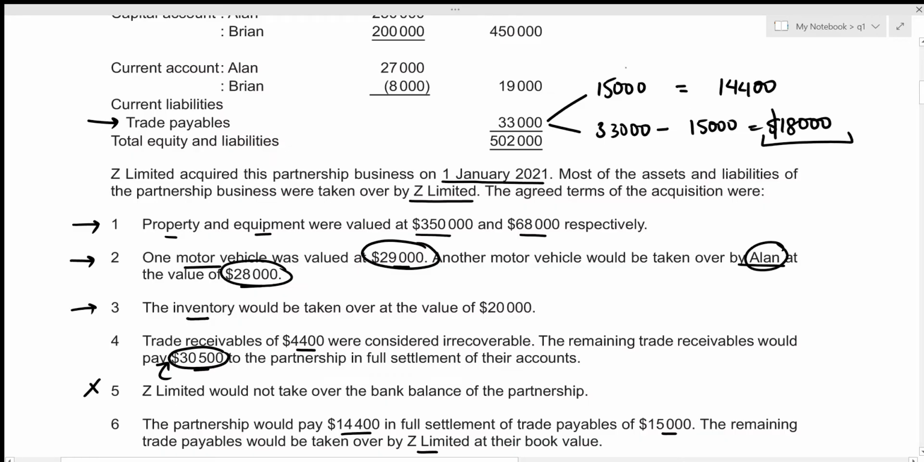So let's record the original value of 33,000. And since trade payables is a liability, its original value would be recorded on the credit side, and the settlement made by partnership itself will be recorded on the debit side, whereas the settlement made by Z Limited would again be included in the purchase consideration, right? So we can just not record this right now, but we need to record its original value of 33,000 as well as the settlement made by the partnership. Let's write it down.